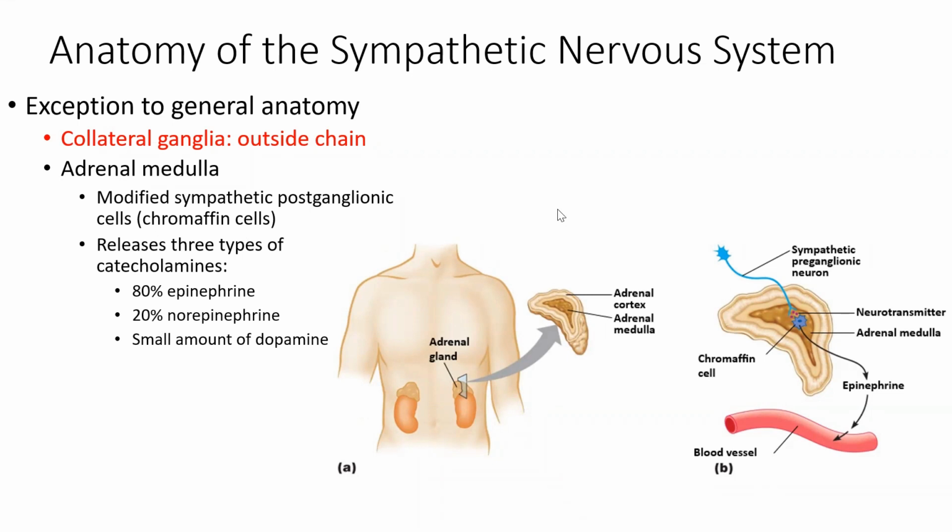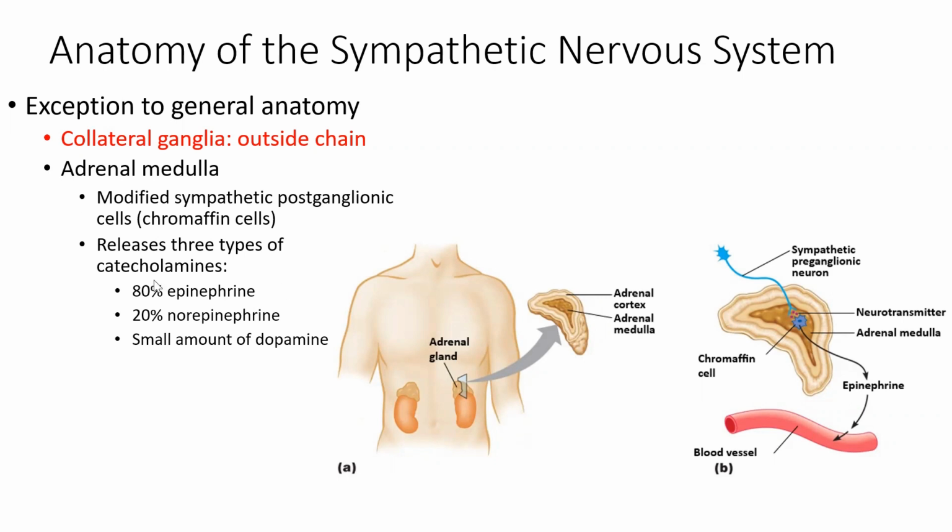Okay, they are going to release norepinephrine, about 20%, epinephrine, most of its secretion, so about 80%, and then a very small amount of dopamine. Okay, and so the only difference between the postganglionic sympathetic neurons and these cells is that they can release their secretions into the blood. And whenever we release a neurotransmitter into the blood, it becomes a hormone. So the only difference between epinephrine as a hormone and epinephrine as a neurotransmitter is the route of secretion.